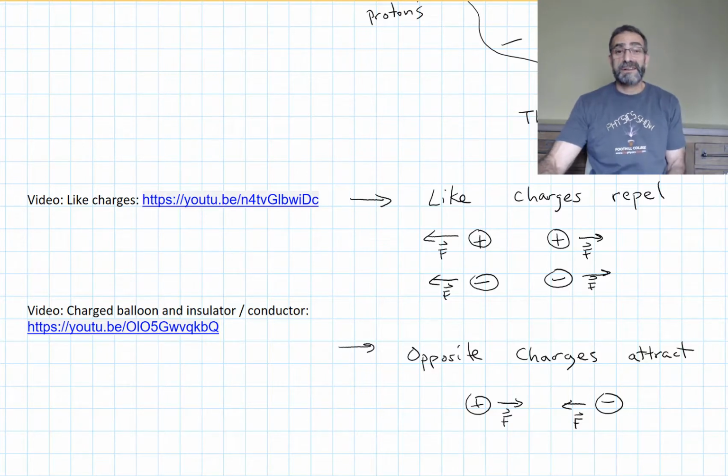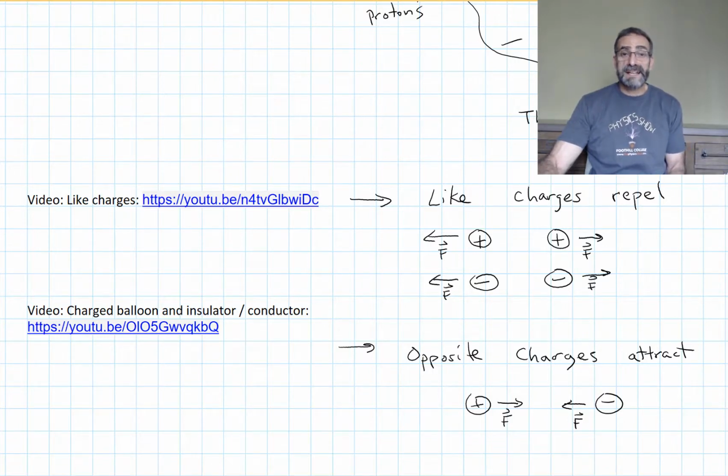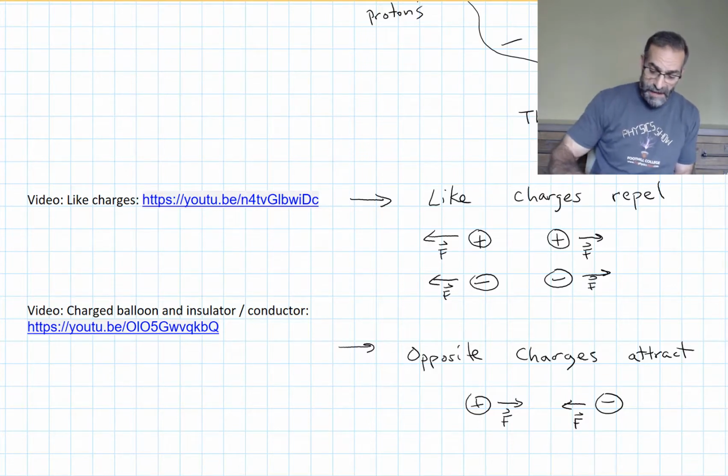The second thing we saw was that a charged object can be attracted to a neutral object like the wall. Let's take a look at what's going on there.